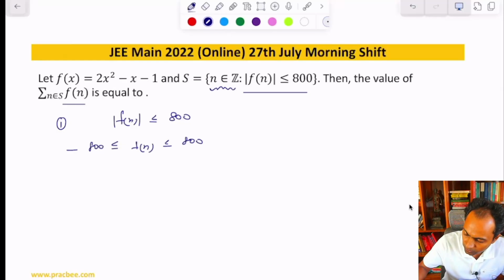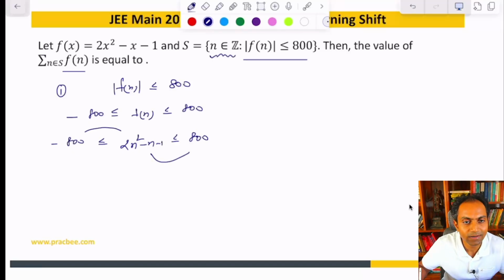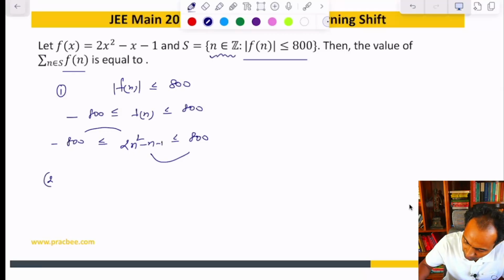Now we know what the function is. If I put in the value, this becomes a quadratic inequality, and for that matter there are two parts. So what you can do is solve them separately, and then take their intersection to get the answer. In the second part, if I just consider 2n square minus n minus 1 greater than or equal to minus 800, bringing it to the other side, it will become 2n square minus n plus 799.